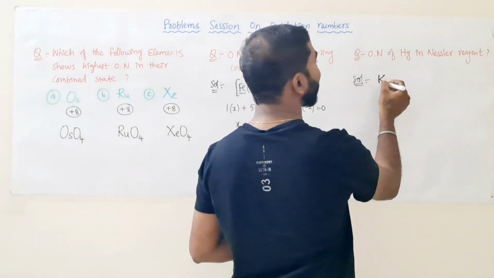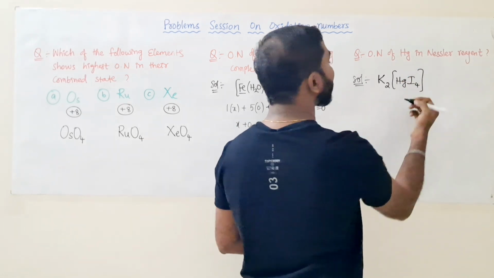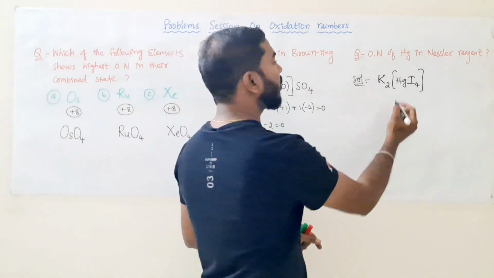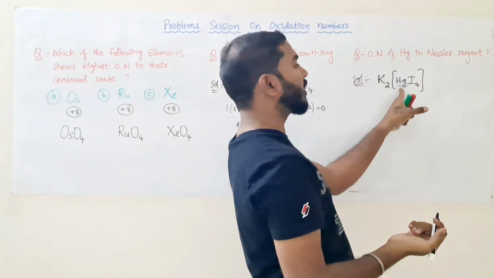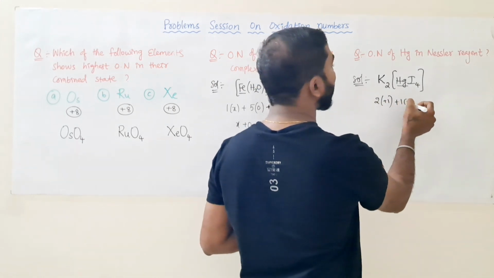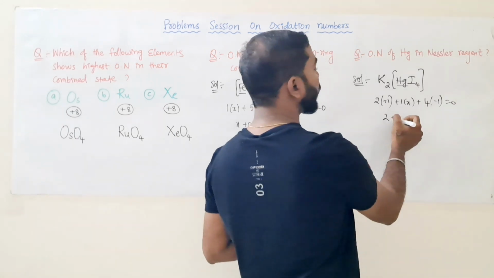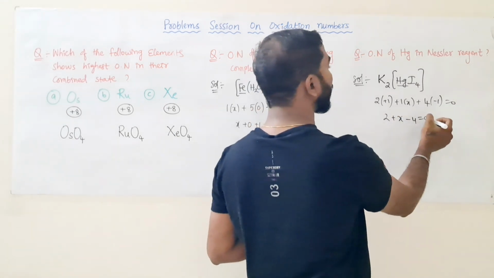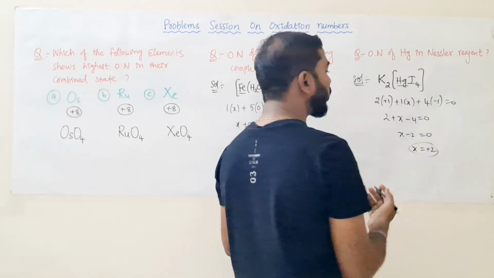Actually, what is Nessler's reagent? K2HgI4. So this is called Nessler's reagent. And now we need to calculate the oxidation number of mercury. That is 2 into +1, that is 1 into x, plus 4 iodines we have. For each iodine it is -1. 2 plus x minus 4 is equal to 0. x minus 2 is equal to 0. x is going to be +2.